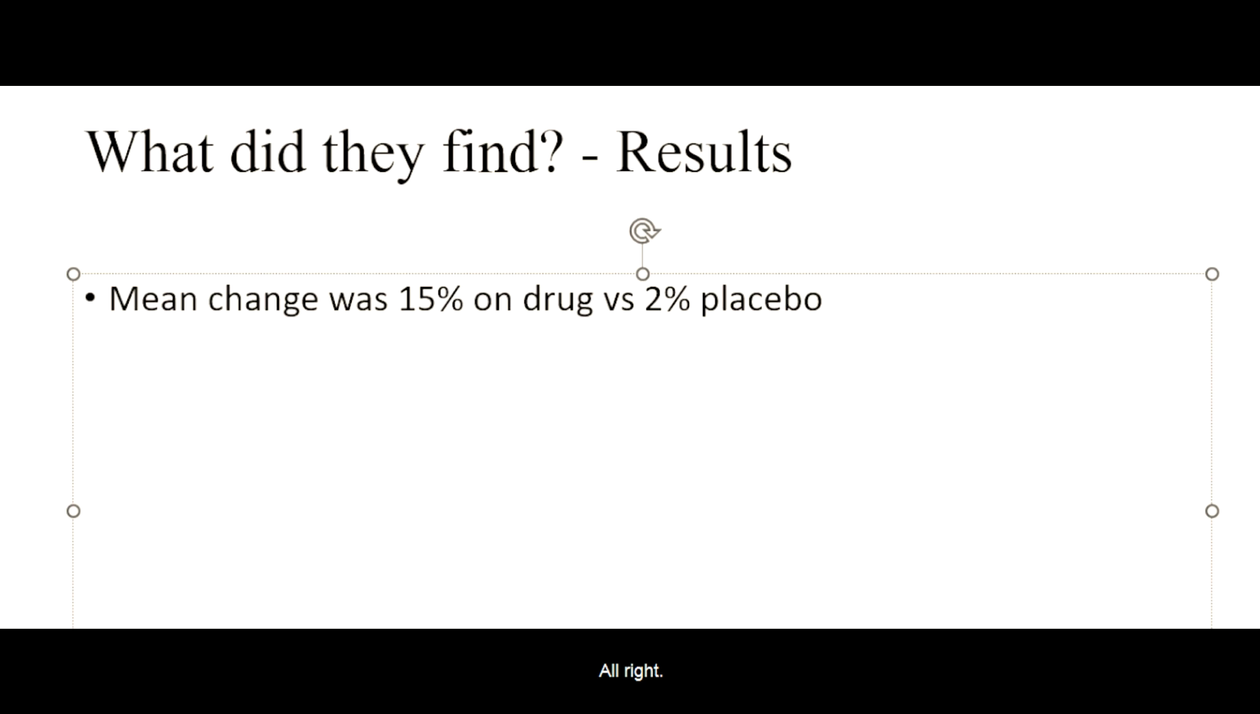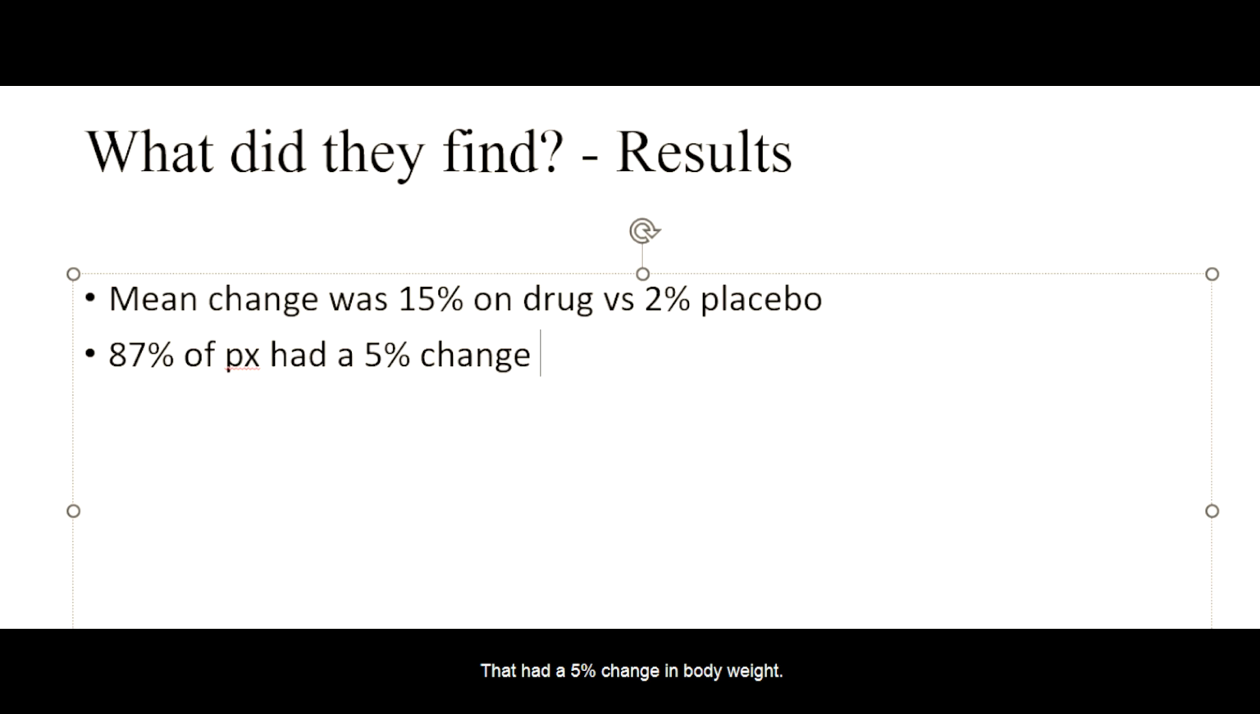All right, yep. And the other endpoint was how likely were they to lose at least 5%, and 86%. Let's be nice, 87% of patients had a 5% change in body weight. Okay.